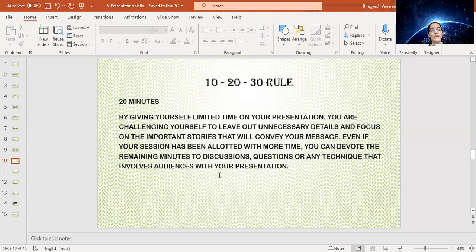By giving yourself limited time on the presentation, you are challenging yourself to leave out the unnecessary details. But when you're leaving out the unnecessary details, you are focusing on the important points, the message that is to be conveyed to the audience. Even if your session has been allotted more time, you can devote the remaining time to discussion or questions, or any technique that involves the audience with your presentation. It depends on the situation how you are going to involve the audience in the presentation.